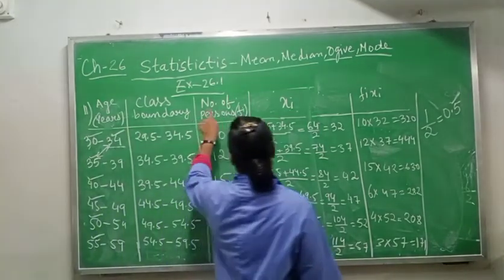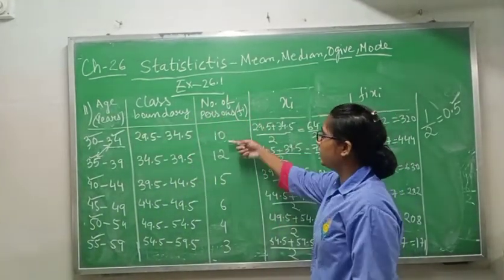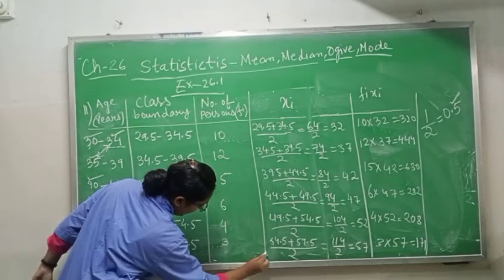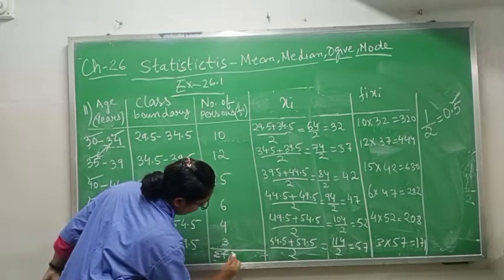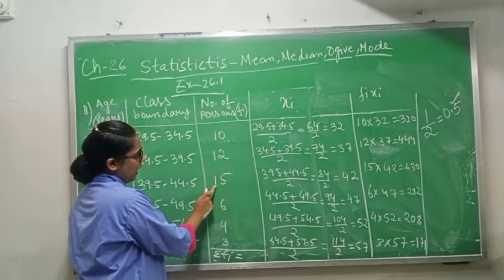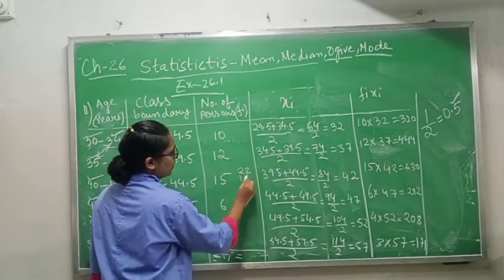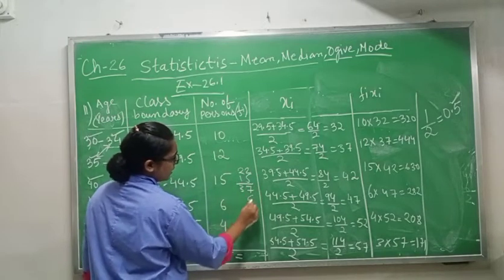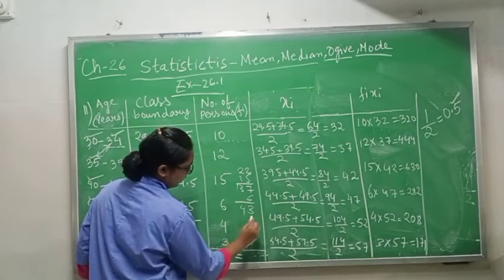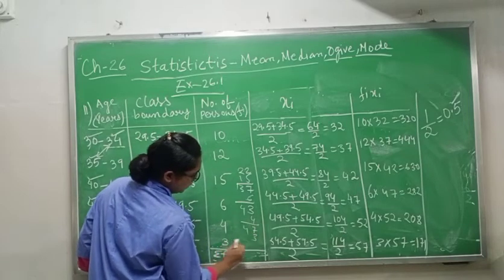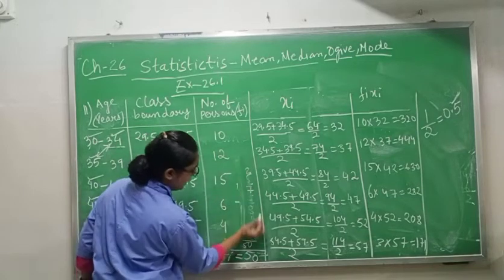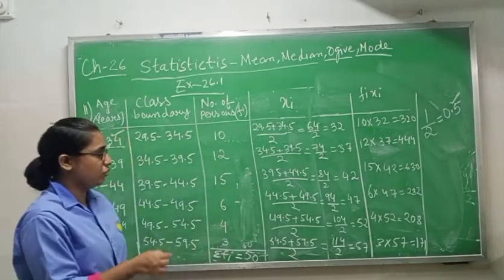Understood up to here? Now, the number of persons means fi. Fi is given as 10, 12, 15, 6, 4, 3. After this, add them. Summation of fi: 12 plus 10 is 22, 22 plus 15 is 37, then 6 makes 43, then 4 makes 47, then 3 makes 50. After adding this frequency, I am getting 50, so I am writing summation of fi equals 50.